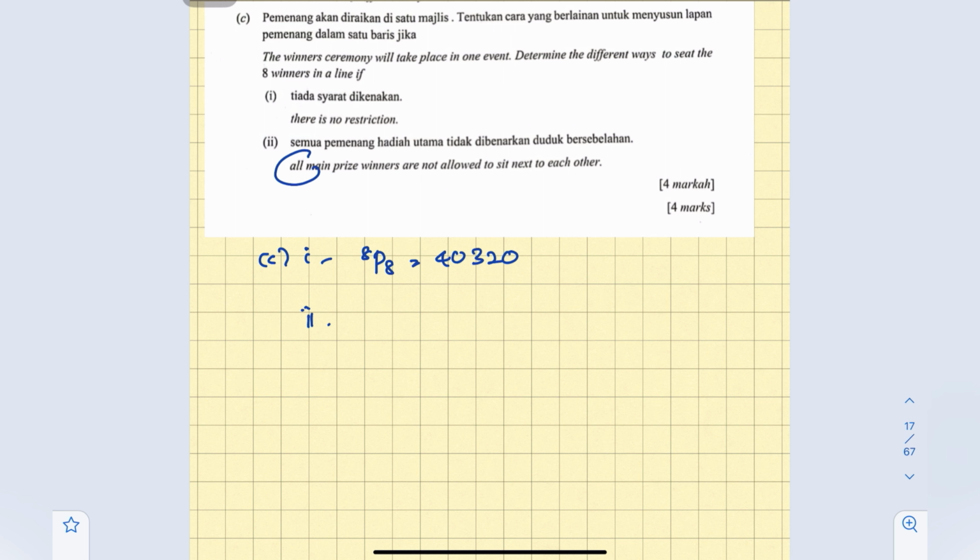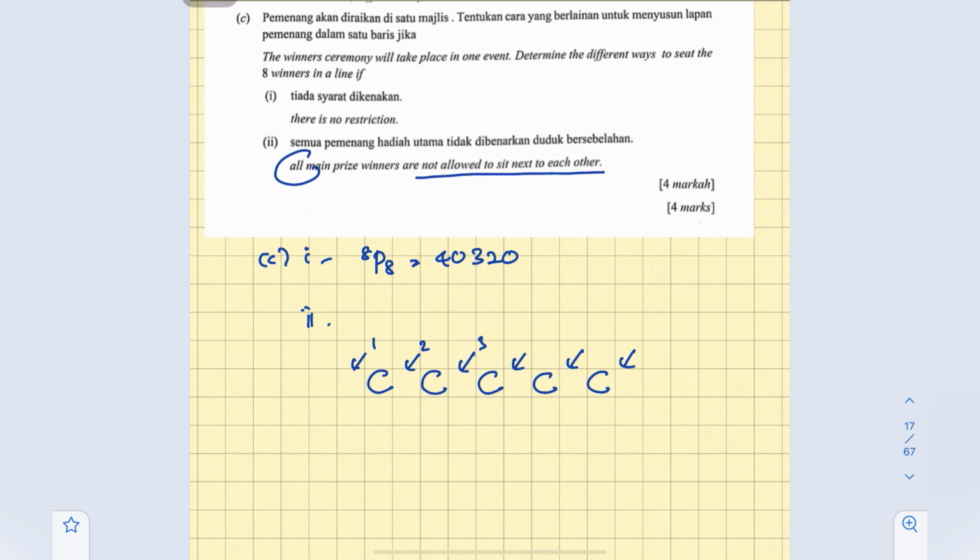(ii) All main prize winners are not allowed to sit next to each other. Okay, there is the word all, not allowed to sit next to each other. So now we must look at the position of the consolation winners first. There are 5 consolation prize winners: consolation, consolation, consolation, consolation, consolation. The main prize winners can sit in the gaps between the consolation winners, at the first position or in the middle gaps. So there are 1, 2, 3, 4, 5, 6 possible places.